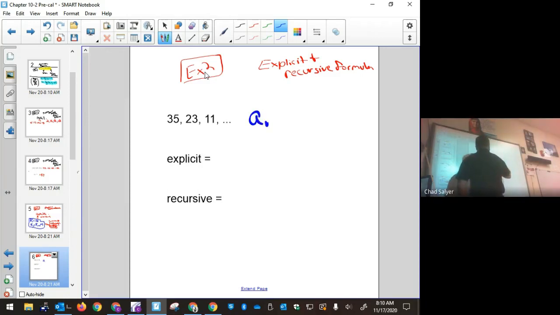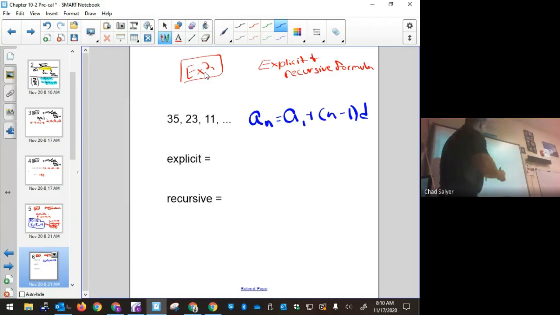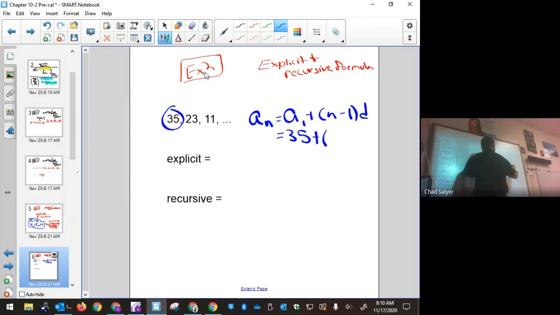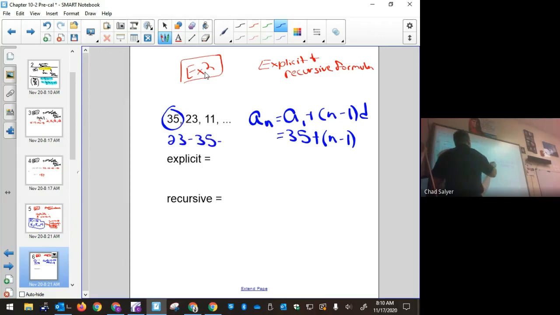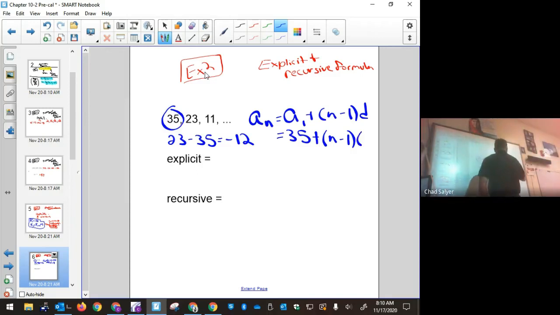So a sub n equals a sub 1 plus n minus 1 times d. A sub 1 is just that first term. And then n minus 1, we can't do anything with quite yet because we need to distribute. So if I take 23 minus 35, you see how that's -12? So that's our d, our common difference. So the simplification of that expression is what we're looking for.